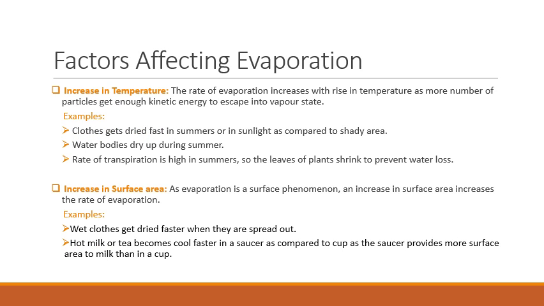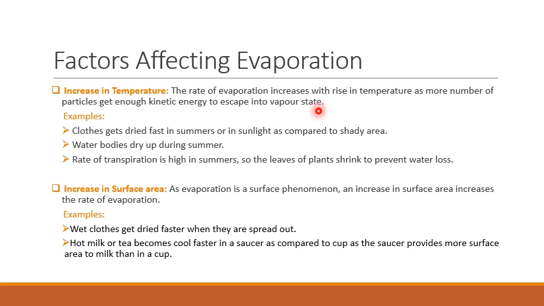Now let's see what are the different factors which affect the rate of evaporation. So the first factor is increase in temperature. As we increase the temperature, the rate of evaporation would increase. This happens because more particles get enough kinetic energy to escape into the vapor state. So as the temperature increases, more particles on the surface would get heat and thus they can change their state and change into water vapors.